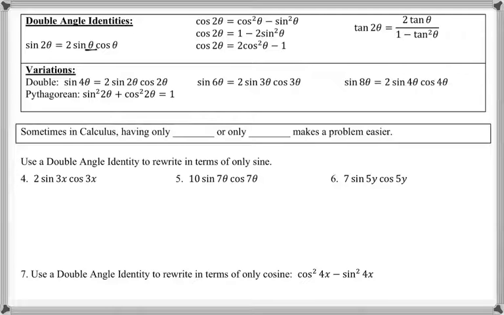So sometimes in calculus, having only sine or only cosine makes a problem easier. So you'll have calculus techniques and you have multiple ways to solve problems, but if you have a certain problem and you can express it using only sine or sometimes only cosine, then you can make your life easier. So that's why we're doing these questions. So it says, use a double angle identity to rewrite in terms of only sine.